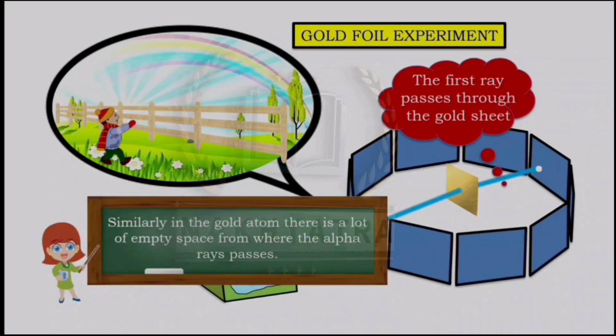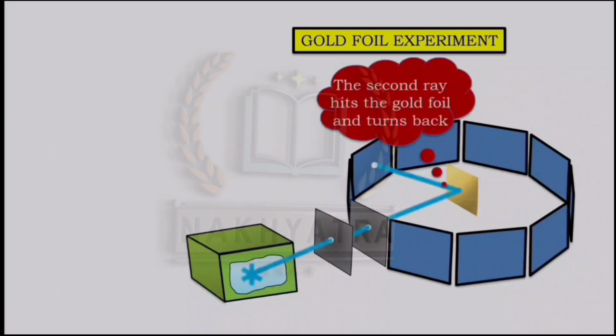Similarly, in the gold atom, there is a lot of empty space through which the alpha rays pass. Alright, then see here, the second ray hits the gold foil and turns back.